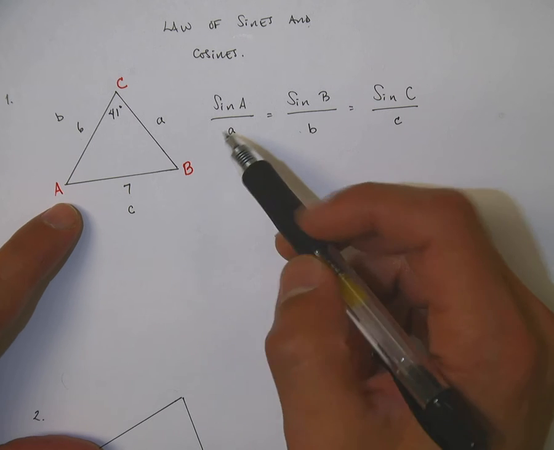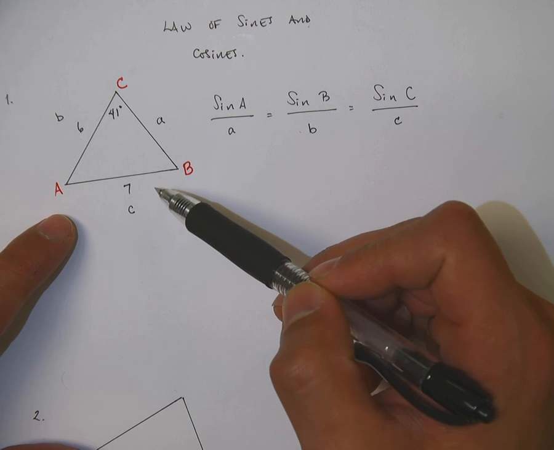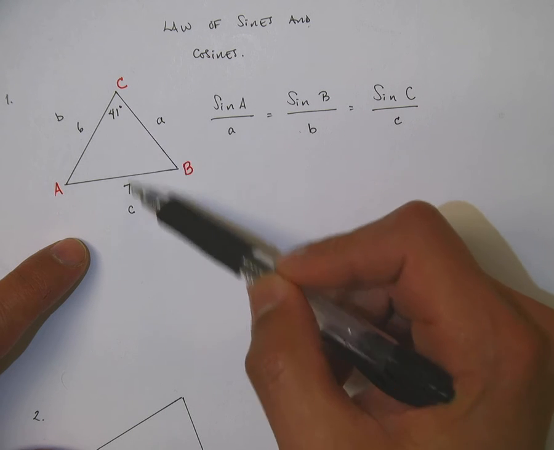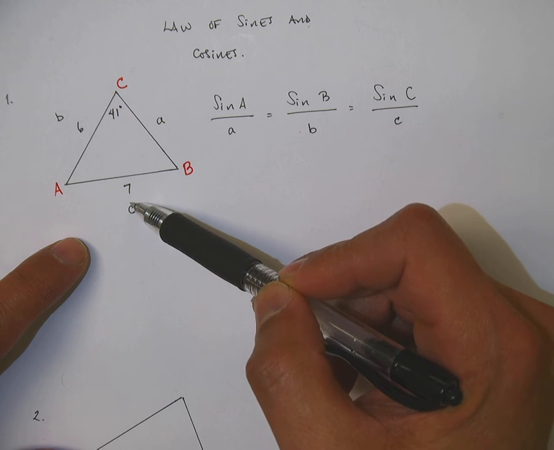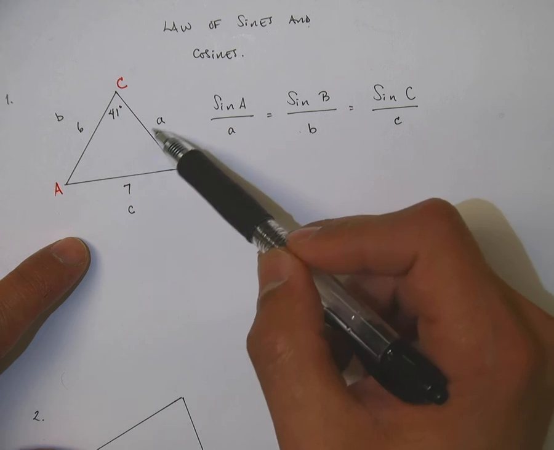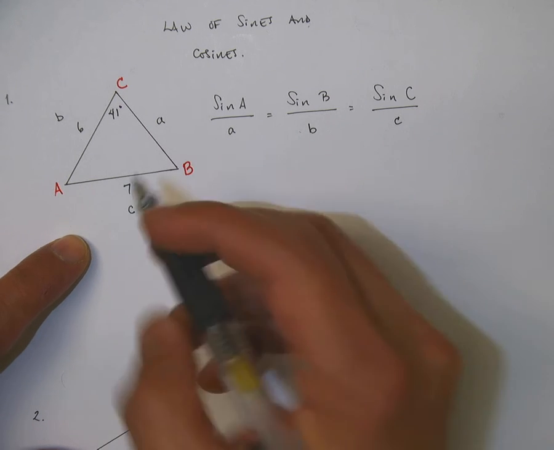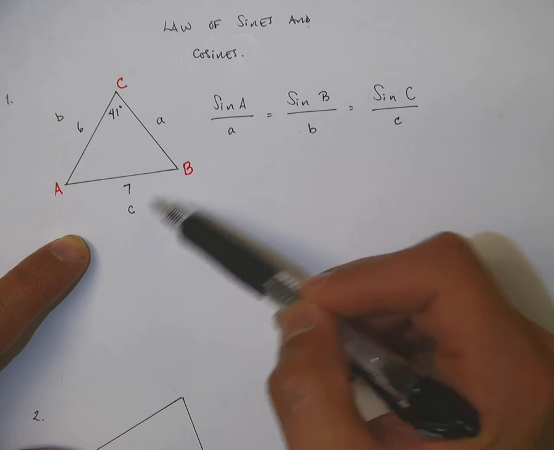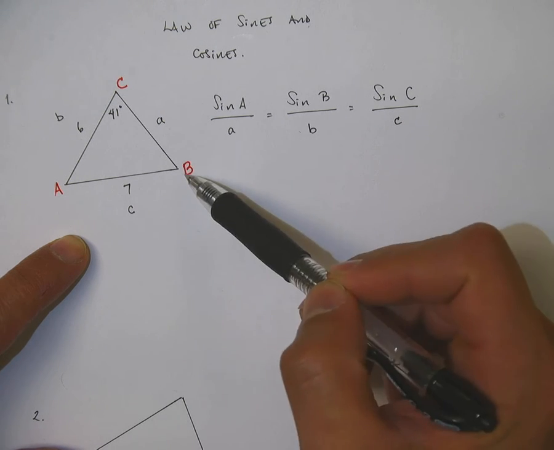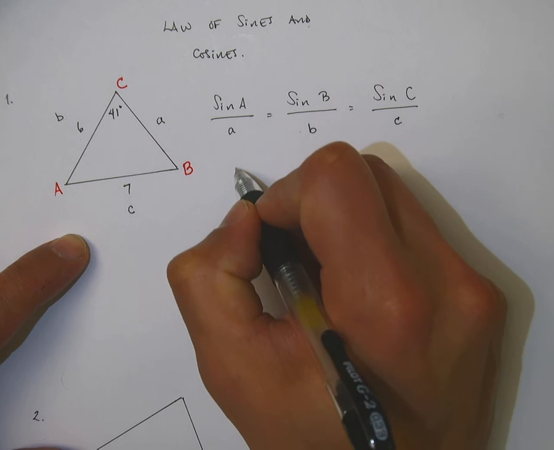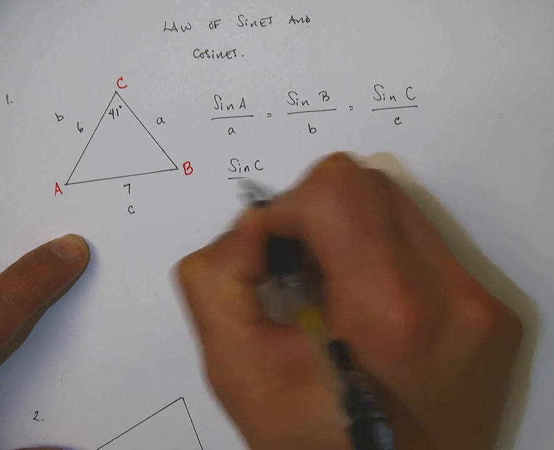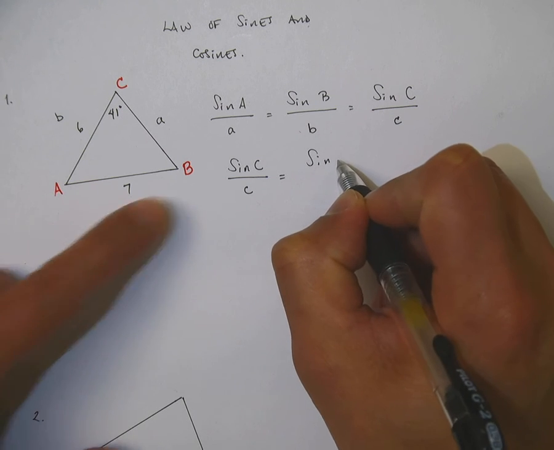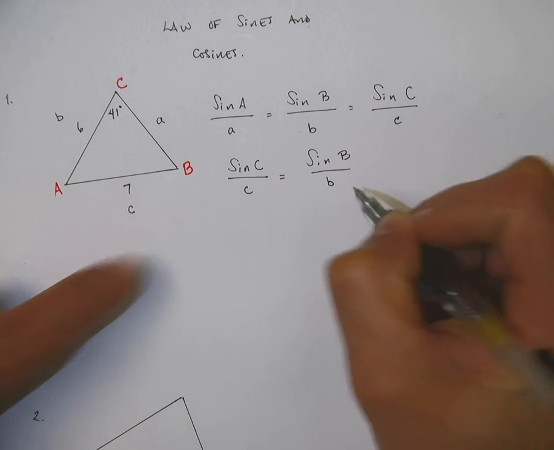Now, the way you want to do it is you always want to have one unknown. If you notice here, if I use angle C, I can use 41 degrees and 7. But if I use angle A, you see I have two unknowns because I don't know what this guy is right here. So I'm going to use C and I'm going to use B. I want to figure out angle B here. So I'm going to use sine of C divided by small c equals sine of capital B over lowercase b.